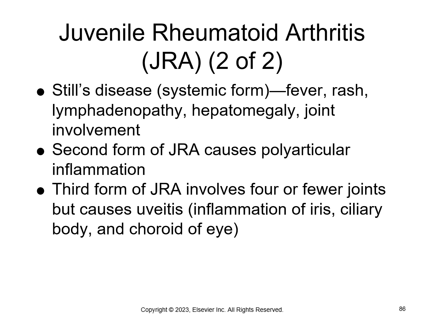The systemic form of juvenile rheumatoid arthritis is sometimes referred to as Still's disease, and with these clients they'll develop fever, rash, lymphadenopathy, hepatomegaly, as well as joint involvement. A second form causes polyarticular inflammation, similar to that seen in the adult form. A third form involves 4 or fewer joints, but can cause things like uveitis, inflammation of the iris, ciliary body, and choroid or uveal tract in the eye.